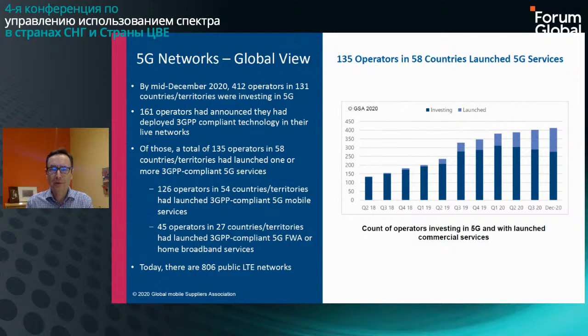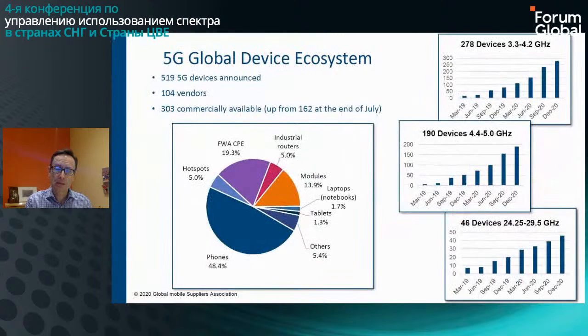Where are we with operators? And it's quite incredible. We have 135 operators in 58 countries who have now launched 5G. The majority of those launches are in the mid band, but high bands and low bands will be coming along as well. In addition, 412 operators have said they are planning to invest in 5G. So a very, very rapid investment and deployment of 5G. Next slide, please. So that's the operators.